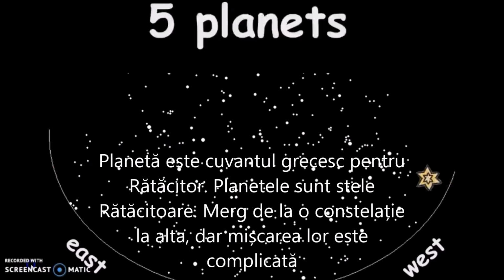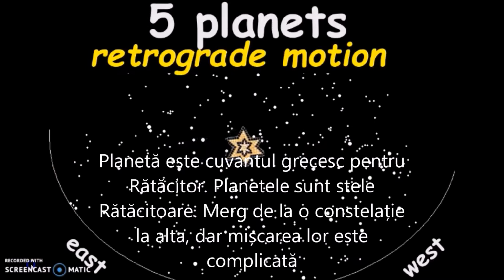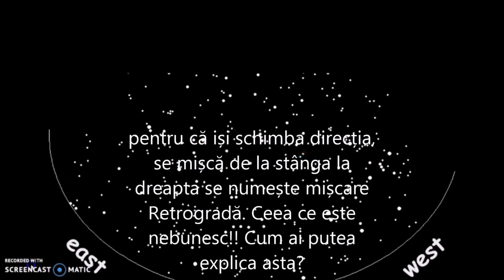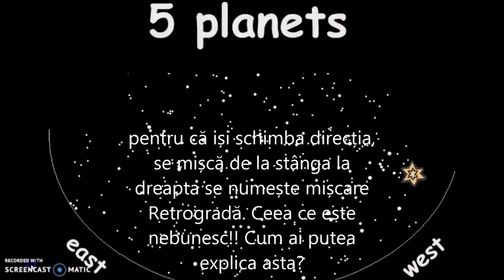Planet is the Greek word for wanderer. Planets are wandering stars. They go from constellation to constellation, but their motion is complicated because they reverse direction and move from left to right. They go retrograde, which is crazy. How are you going to explain that?